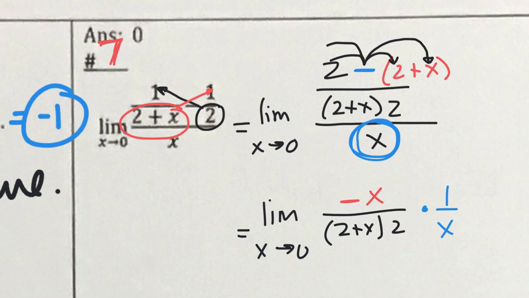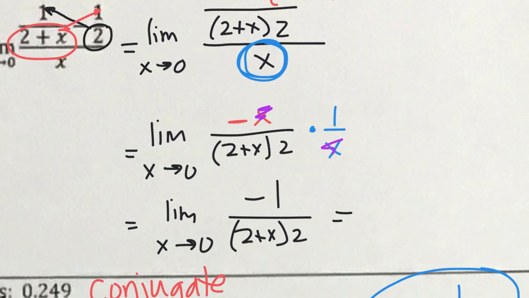Okay, so a couple other things can happen. I can divide my x by x. X divided by x is 1, right? I have a negative and I have a 1 left. So I'm looking at the limit as x approaches 0 of negative 1 over 2 plus x times 2. And if you wanted to multiply that out, distribute it, and get 4 plus 2x, that's fine also.